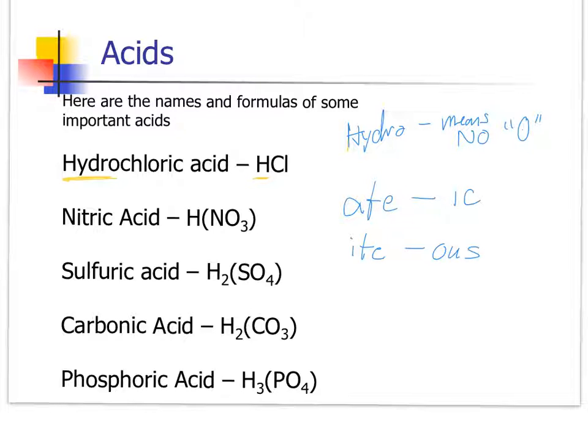Carbonic acid, phosphoric acid. These are some very common acids that I ask that you know. They're common and they are found in our everyday life. And so we need to know these as we continue on.